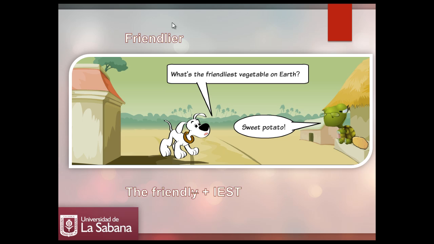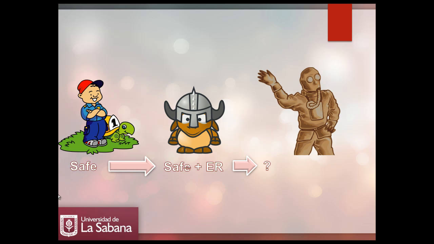And here is an example for you. What is the friendliest vegetable on earth? Sweet potato. Did you get it? It's sweet. One syllable and some two-syllable adjectives ending in E add only ER or ST.